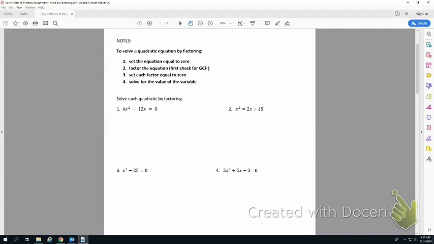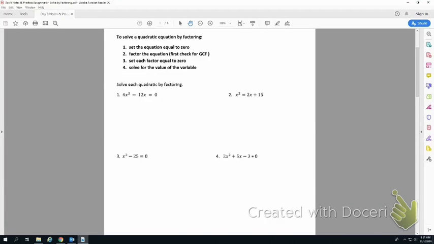So we're going to look at factoring. Factoring is another way to solve your quadratic equation. Obviously, you've got the quadratic formula. That's probably the safest way to do it. This is a little bit shorter and can save you some time though.